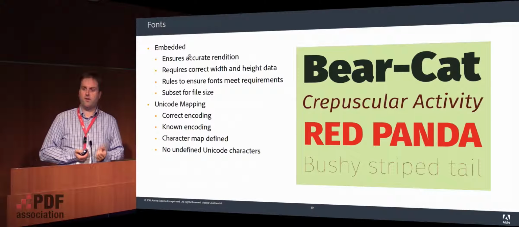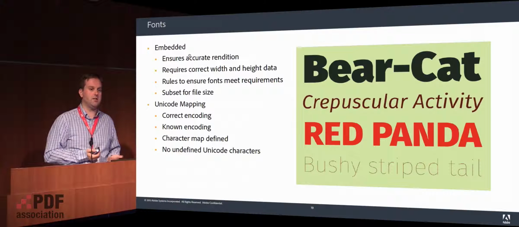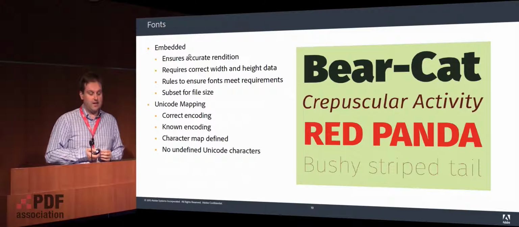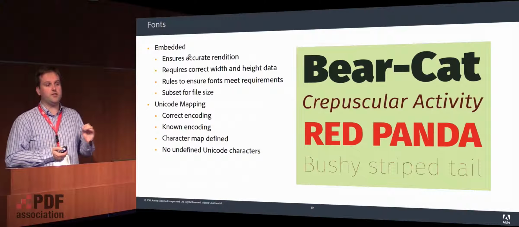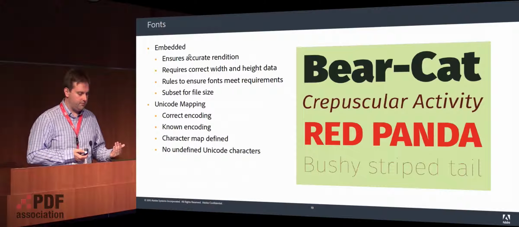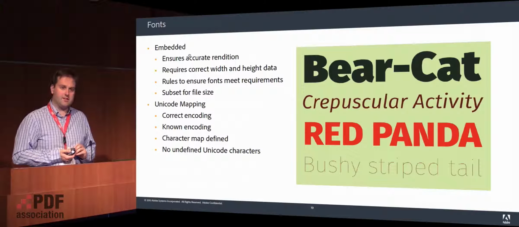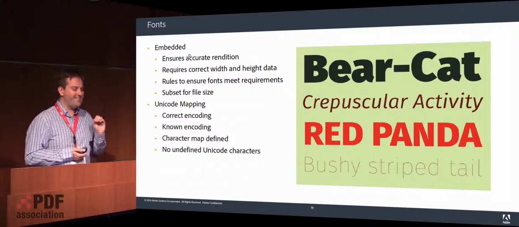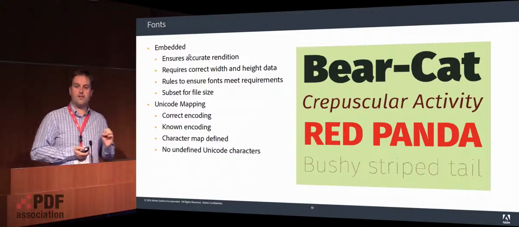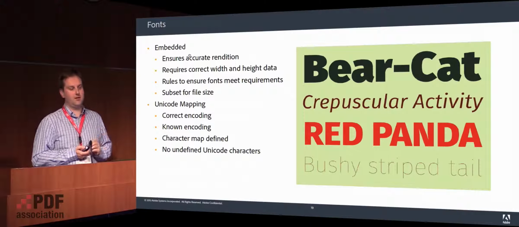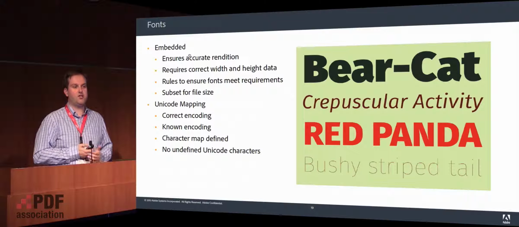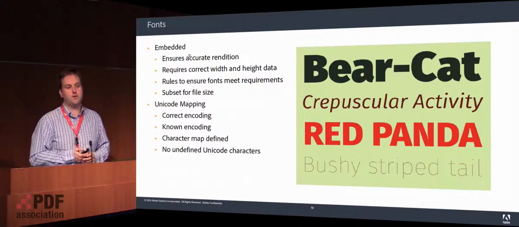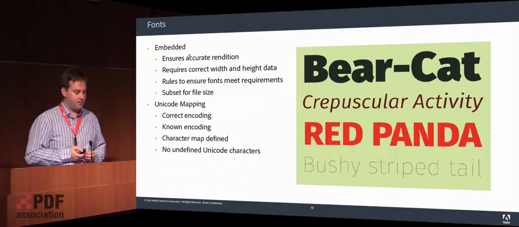We allow subsetting of fonts because fonts can be very large, and so we allow them to be decreased in size, but every glyph that's used in the document has to be present. And as I said earlier for text, Unicode mappings for those fonts are essential. If you don't have the correct encoding, you cannot get to the text. And without the text, there's so little you can do. It makes documents incredibly inaccessible.